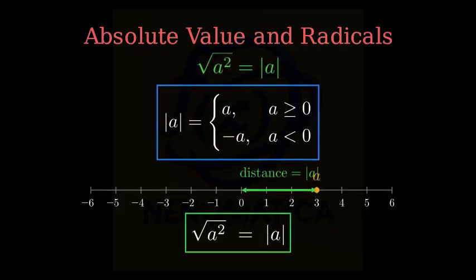Now, the key identity: the square root of a squared is the absolute value of a, not just a. The square root symbol always returns a non-negative result.